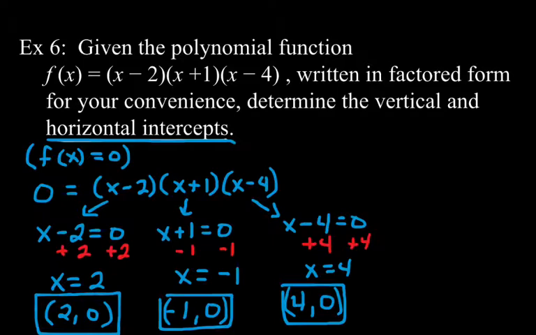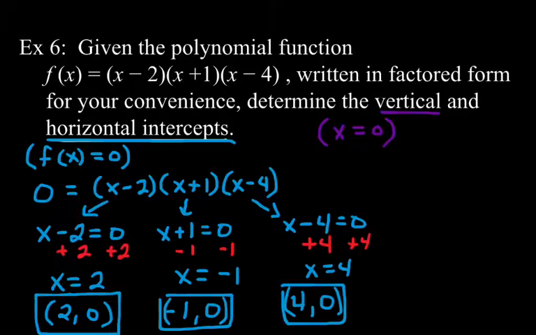Those are all horizontal intercepts. That's how we find the horizontal intercepts. To find the vertical intercepts, let's switch colors here. Vertical intercepts, they're actually easier. To find the vertical intercepts, we just take the x and replace all the x's with zeros, just like we replaced the f of x with a 0 for the other one.